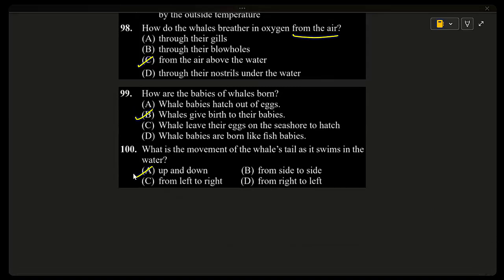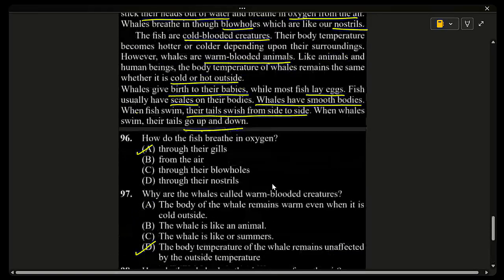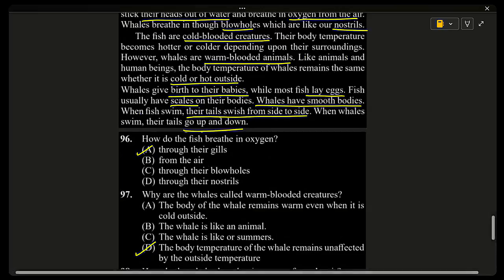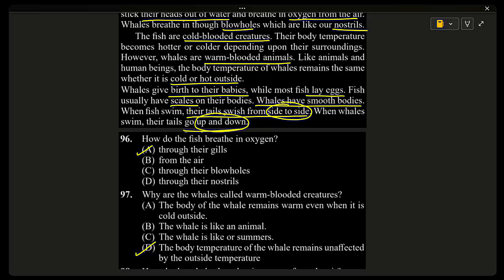Students, if you have any doubt in this passage and the questions and answers, you can raise a hand. Pedastri, what is your doubt? Sir, I did not understand number 100. What is the movement of the whale's tail? See, they have mentioned in the passage. Let's go back and check. When fishes swim, they move their tail from side to side. But when whales swim, they move their tails up and down, right? Okay, sir. That's why we have to choose up and down.